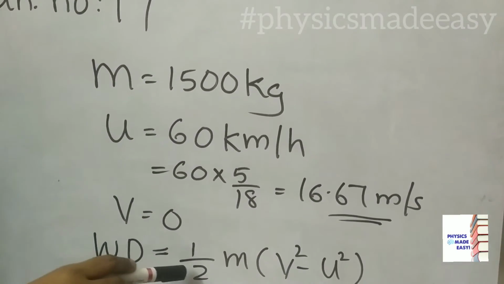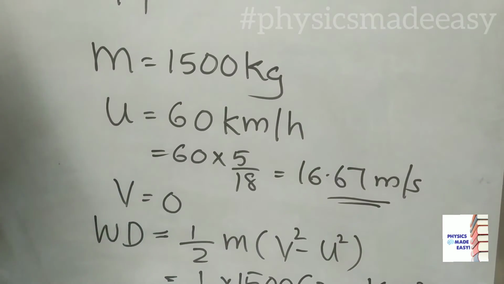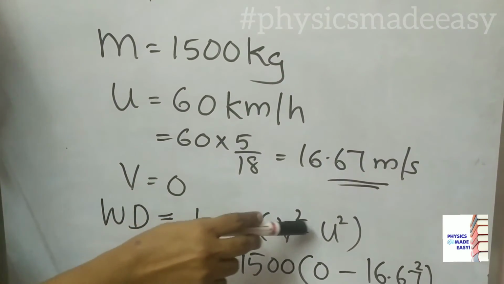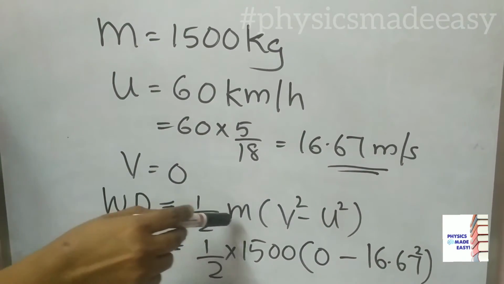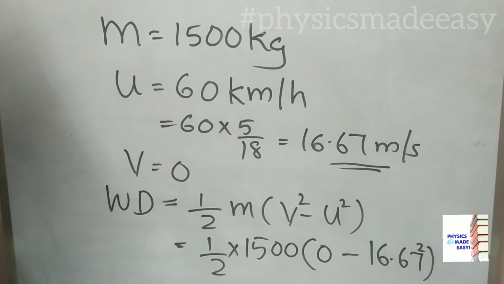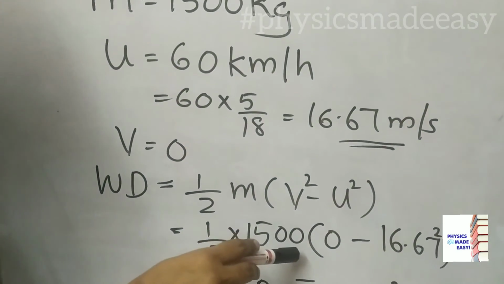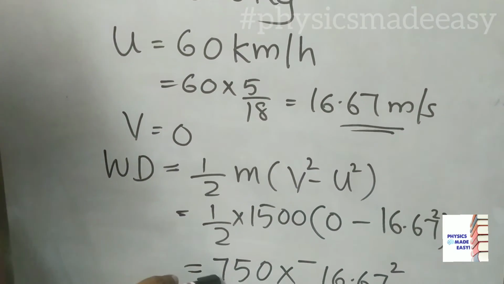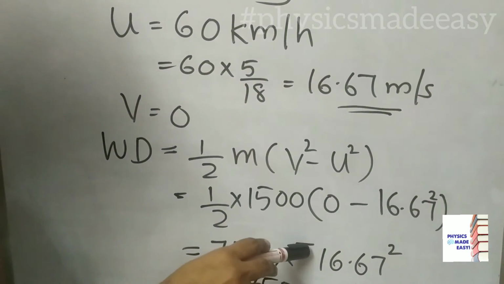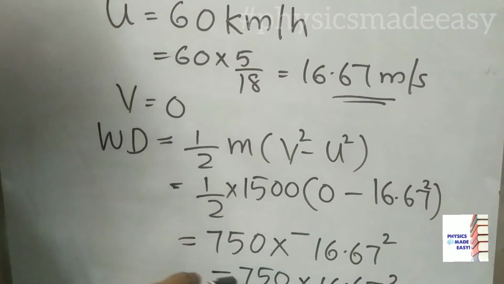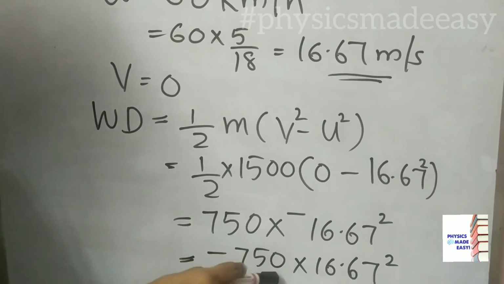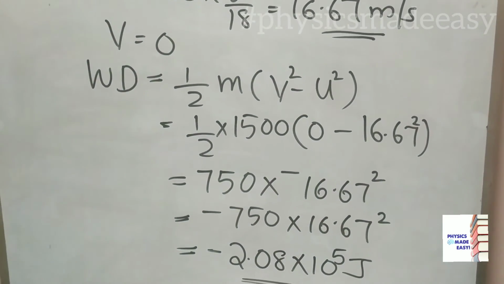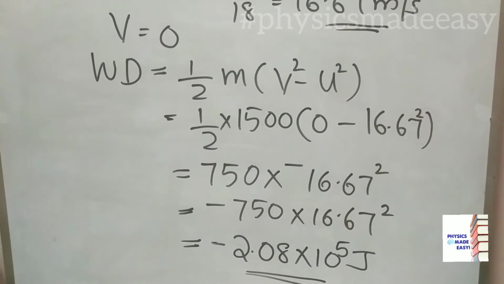Work done is equal to half m into v square minus u square. You know the work energy theorem. Work done is equal to change in kinetic energy, half m v square minus half m u square. We can write this as half m into v square minus u square. Then substitute the values: half into 1500 into 0 minus 16.67 square. Then 750 into minus 16.67 square. This we can write as minus 750 into 16.67 square. You will get this as minus 2.08 into 10 raised to 5 joules.